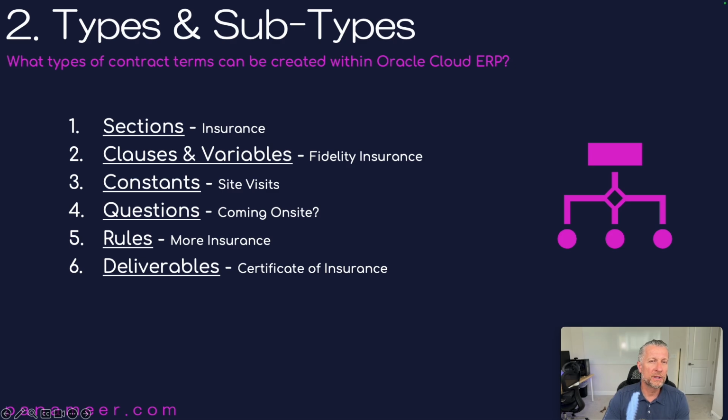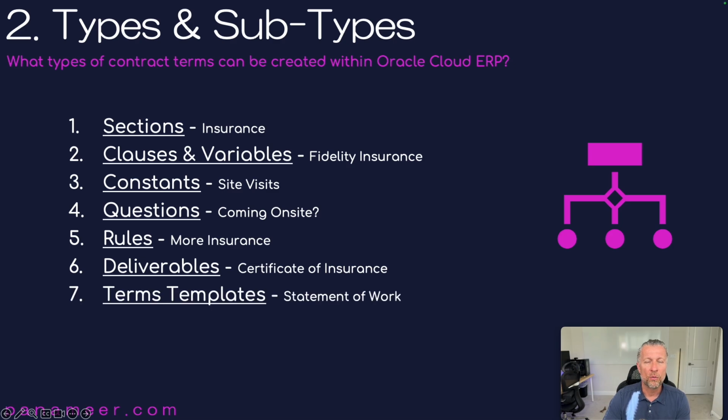Then I have something called a deliverable. A deliverable is a transaction that is either assigned to an internal party or an external party where something needs to be done. So for example, I might have a certificate of insurance, and so 30 days after the execution of a contract, I want that certificate to be provided to us, the insured. And that's part of also the types of contract terms.